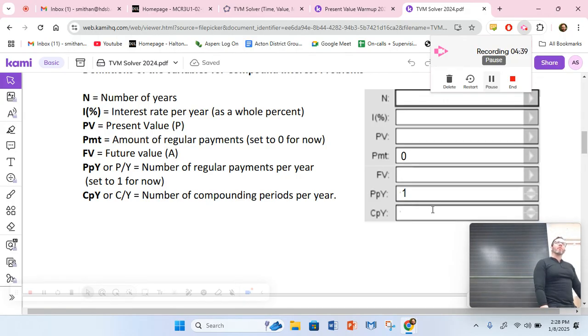PPY stands for payments per year. Right now, we aren't making payments at all, so we're going to just leave that as 1 for now. We'll make use of that tomorrow.